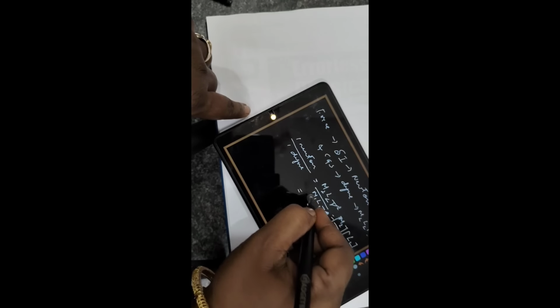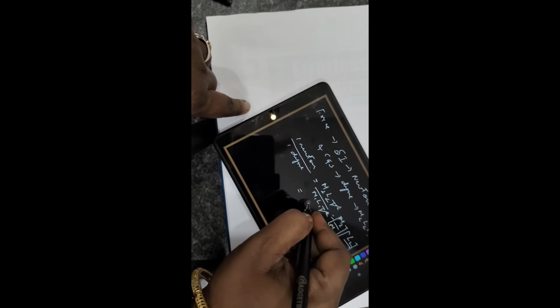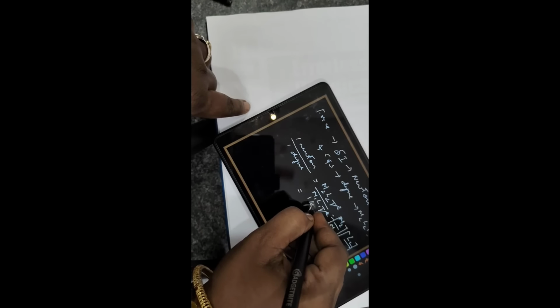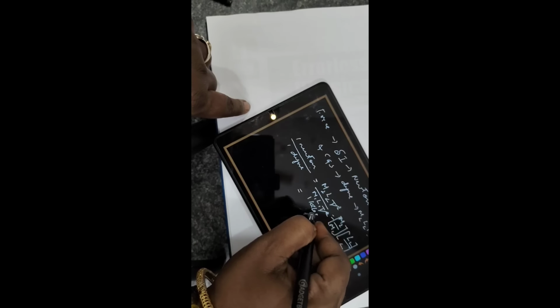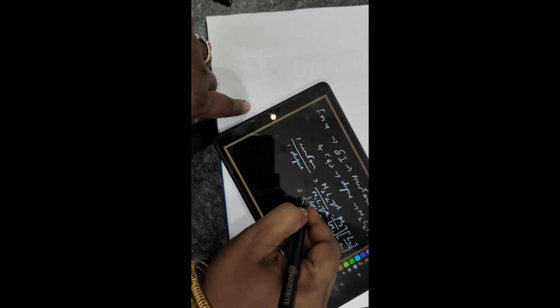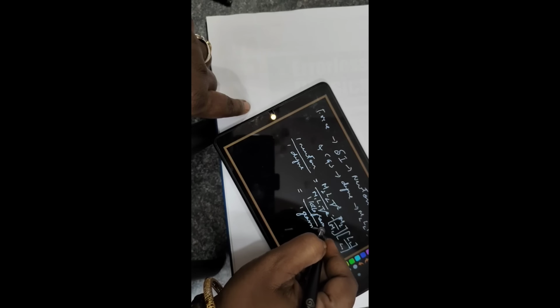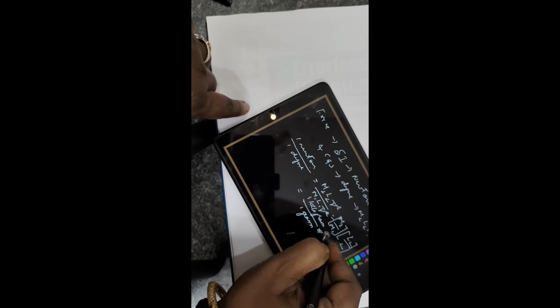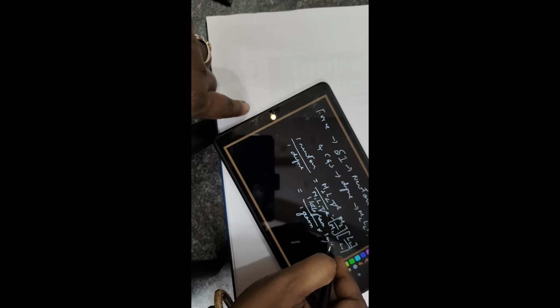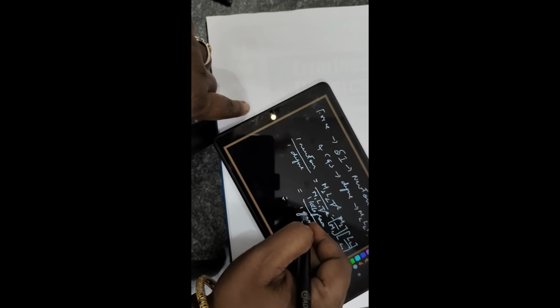Okay. So here mass is 1 kilogram upon 1 gram, into 1 meter upon 1 centimeter. Now here this kilogram and meter we will take in CGS only.